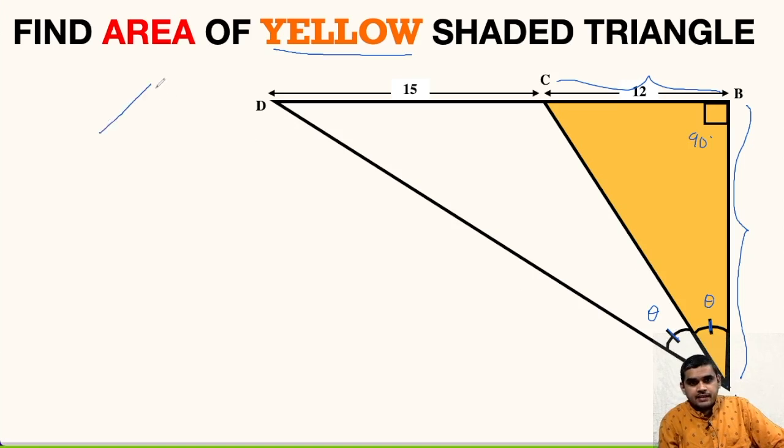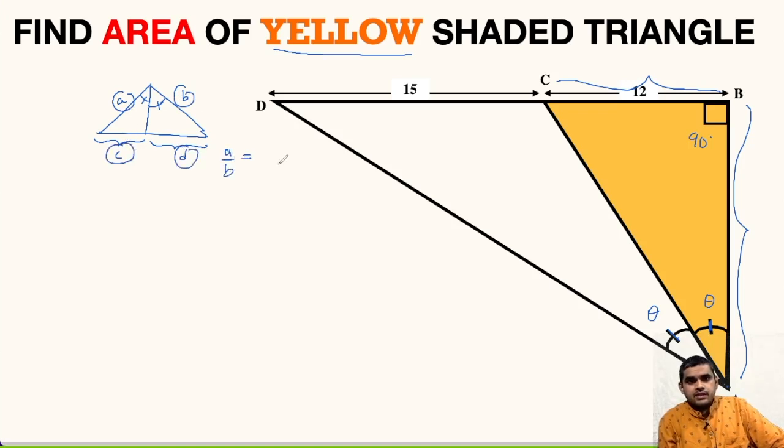Now if we have a triangle, and one of the internal angles is bisected, say for example this side is A, this is B, and the distance from here to here is C, and from here to here is D, and this is the angle bisector. Then as per the angle bisector theorem, A upon B equals C upon D. This theorem we will be using to find the value of BA.